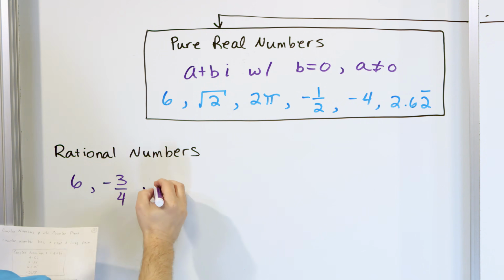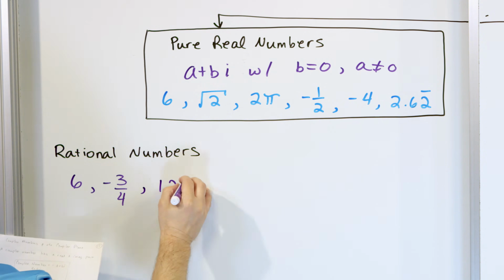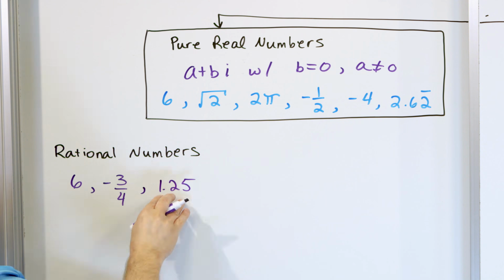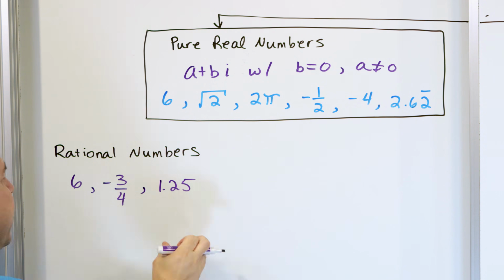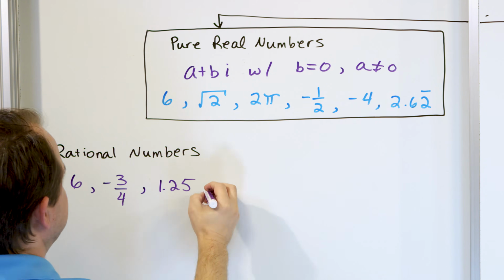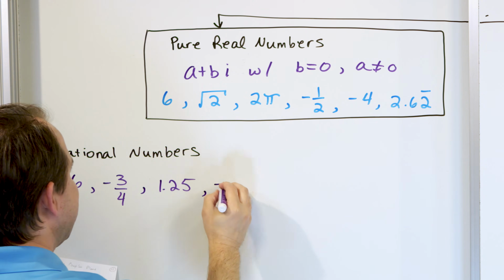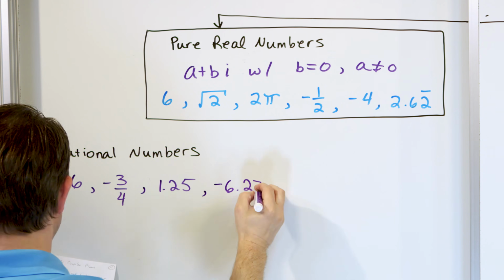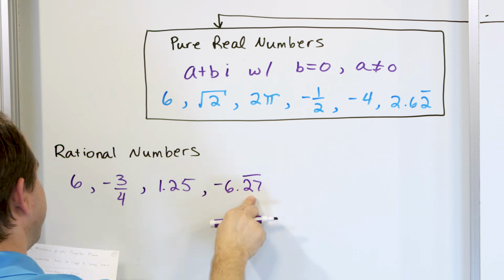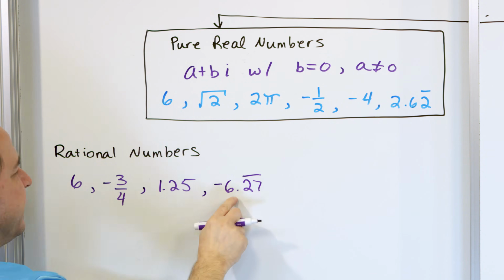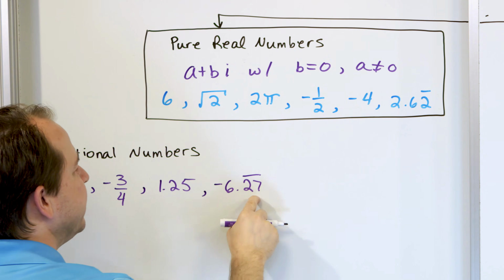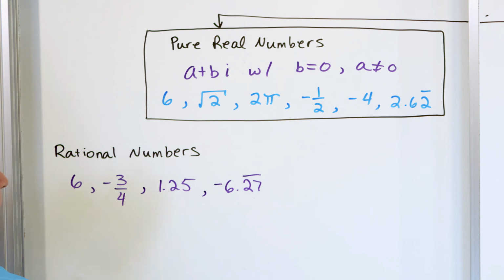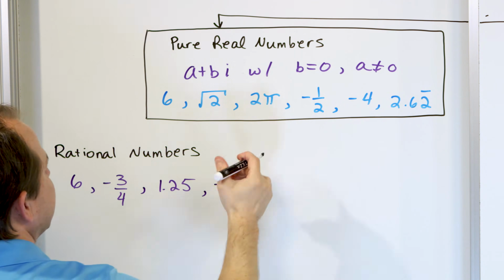What about certain decimals? Let's look at 1.25. Well, you might say, that's not a fraction, but I can write this as a fraction. I can go in a calculator and figure out something divided by something to give me 1.25. And then as a final example, let's say -6.27 with a repeating decimal bar over the 27. So this is -6.27272727272727, right? So the basic idea here is, let me circle this and then we'll get back to it.